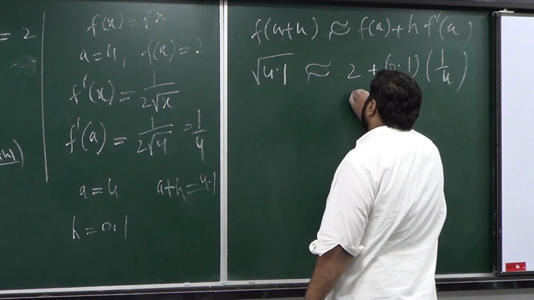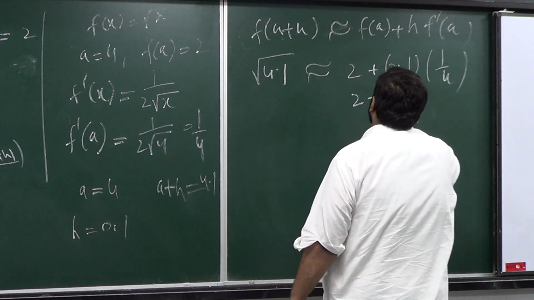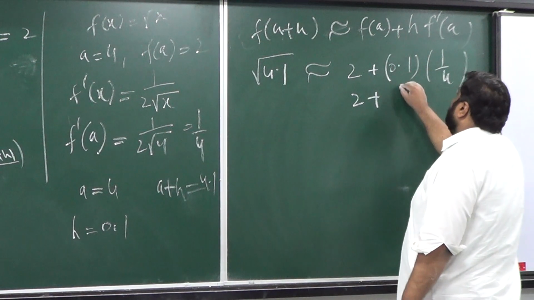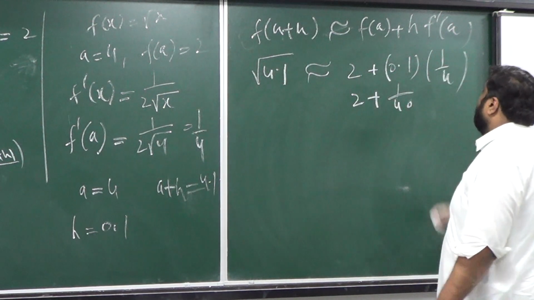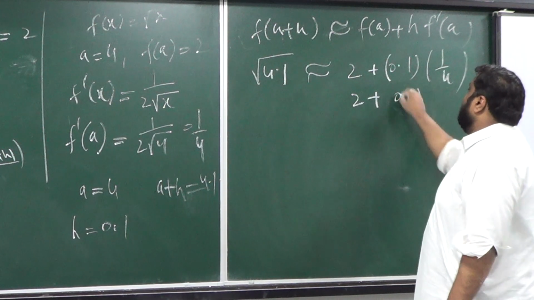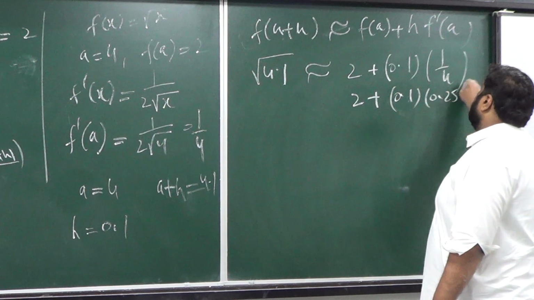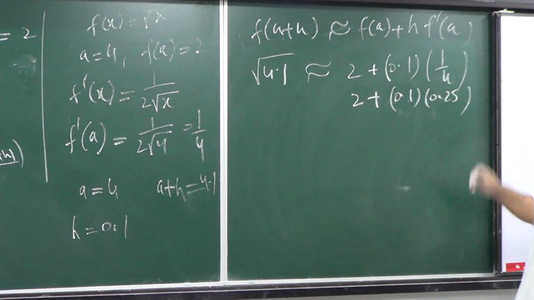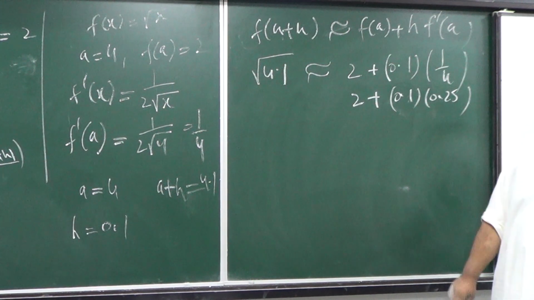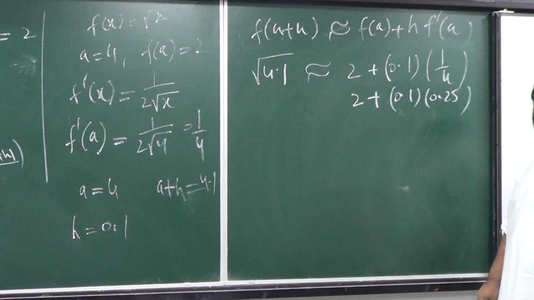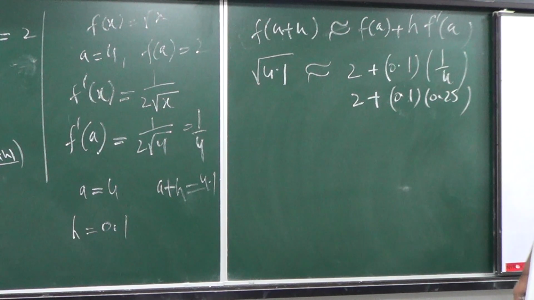So what is going to be this value? You can compute it. It's going to be 1/40. You can say it's 0.1 multiplied by 0.25. You can do your calculation without a calculator. This is not a difficult calculation, and you can have an approximate value for the square root of 4.1.